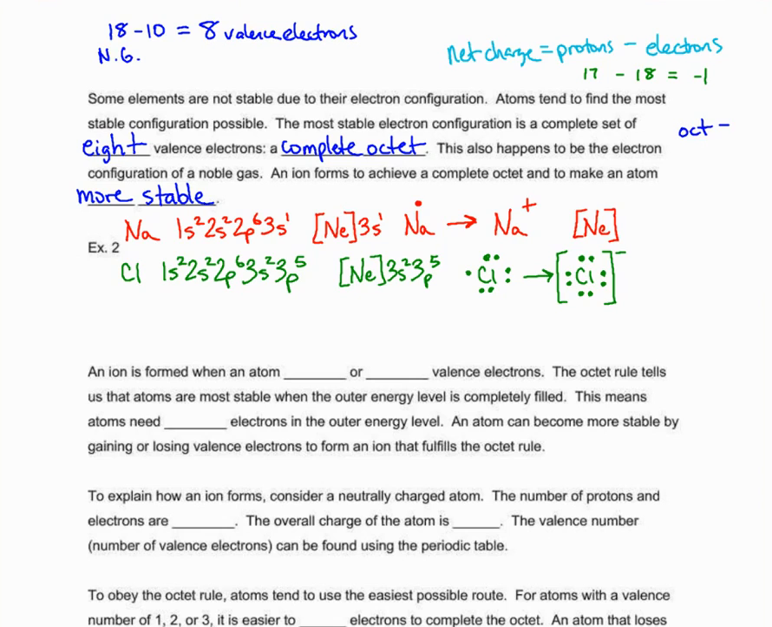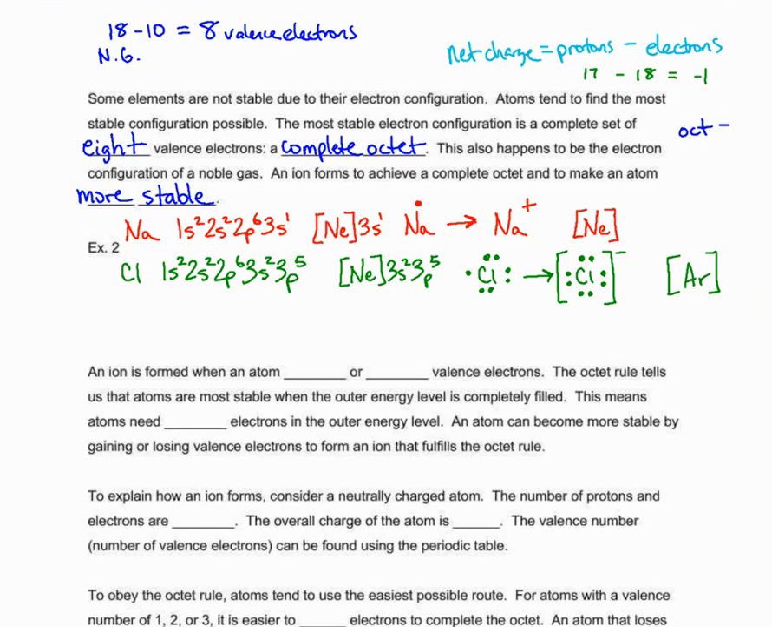So it now has 18 electrons. And you have a noble gas that has 18 electrons. So we look at our periodic table, and it is argon. And so we could say the electron configuration of this chloride ion has the electron configuration of argon.